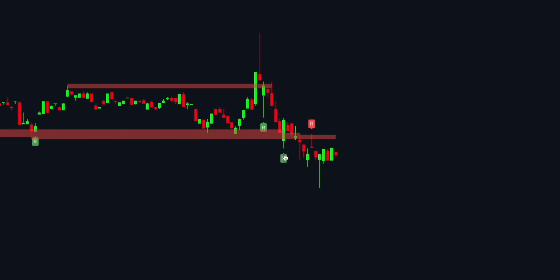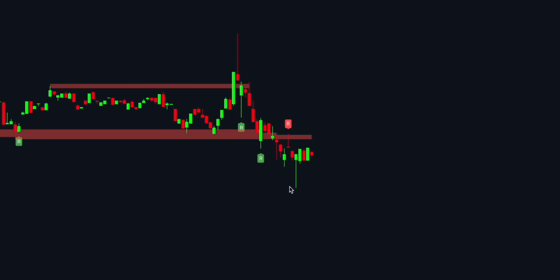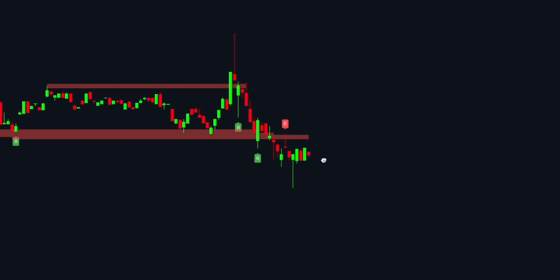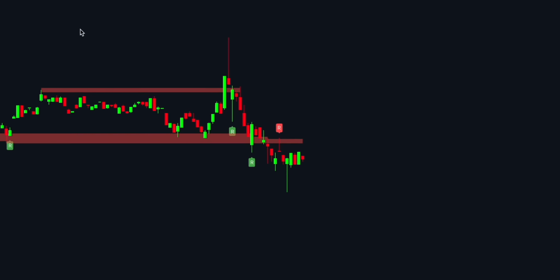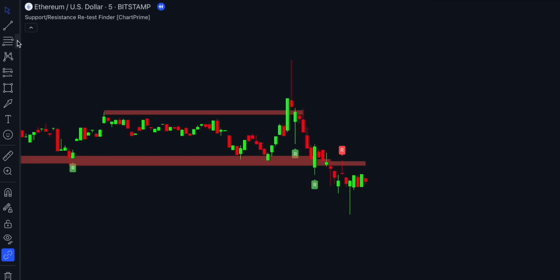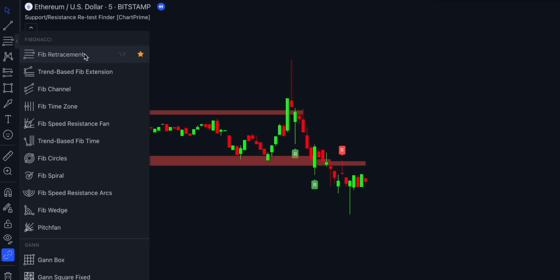However, not all signals given by this indicator are accurate. Some of them could result in loss. That's why we need a filter that would cancel as many fake signals as possible. One of the best ones I found is the Fibonacci retracement tool. You can find it on the left-hand side.